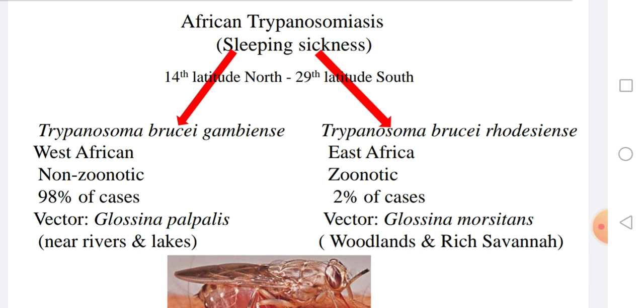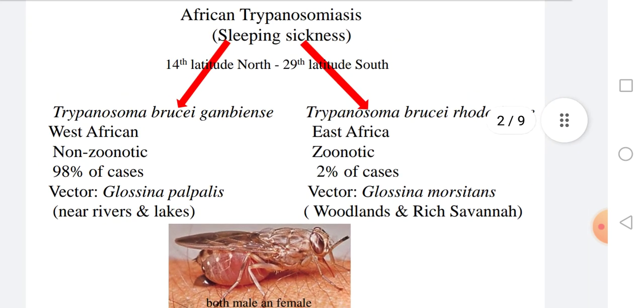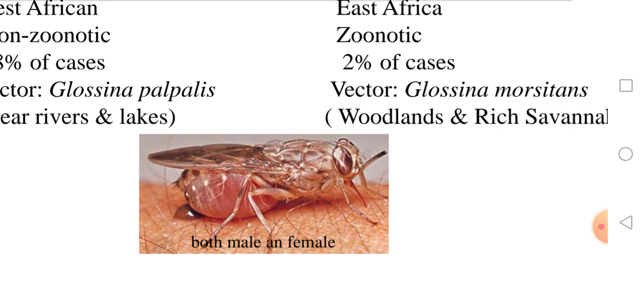The other one, Trypanosoma brucei rhodesiense, the disease here is found in East Africa. It is zoonotic. The parasite is transmitted from animals to humans. It constitutes about 2% of African trypanosomiasis cases. The vector is the tsetse fly Glossina morsitans. It is found in woods, woodlands, and rich savanna. I would like to mention here that both male and female flies transmit the infection.